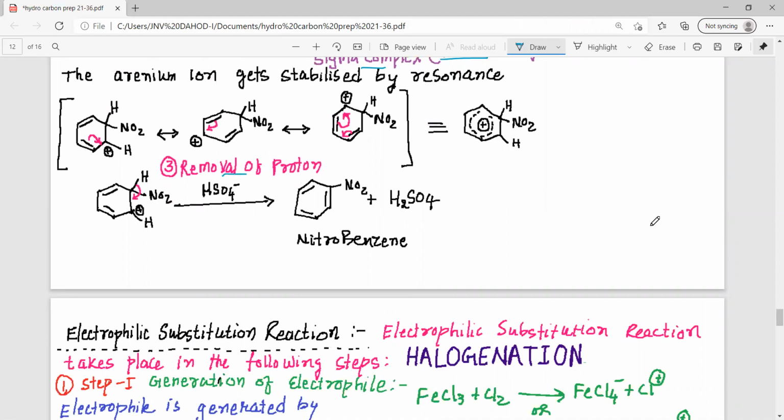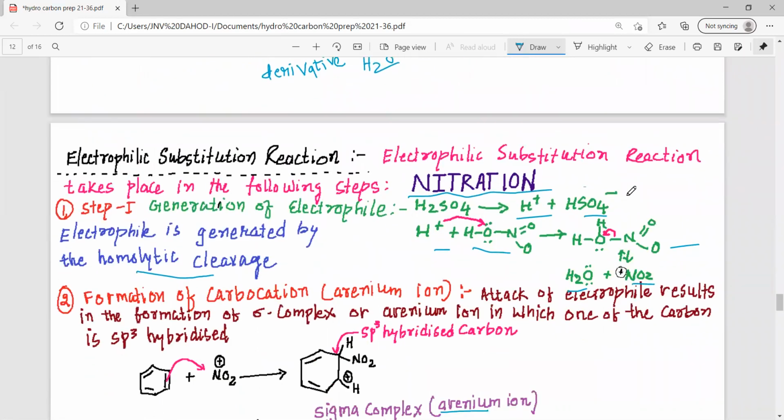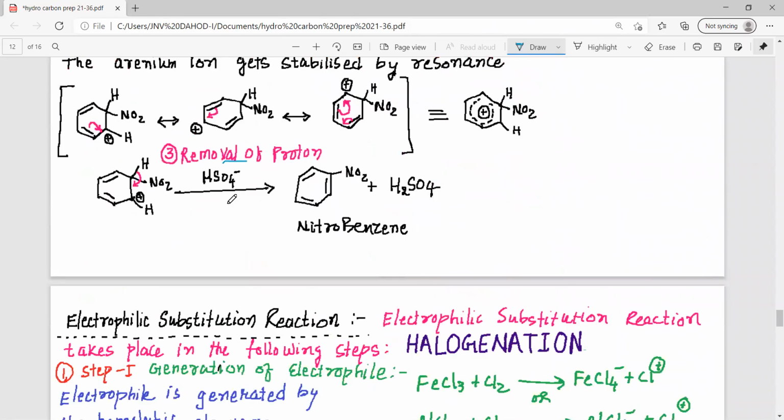So whatever HSO4− was produced in the first step, this HSO4− goes and combines with this arenium ion, and this H+ and HSO4− combine to give us H2SO4. Here H2SO4 behaves like a catalyst, my dear students, and we get the final product as nitrobenzene. So this is how, my dear students, we can get nitrobenzene.